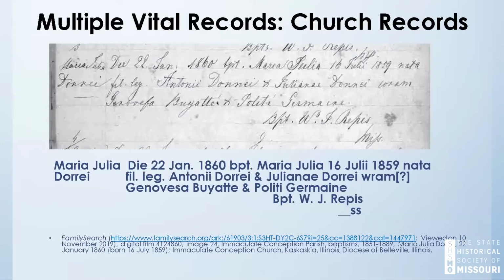There are some records that have multiple vital records contained right inside the record. So in this case, this is a baptismal record from a church record, and it gives the birth and baptism dates for Maria Julia Dorai.